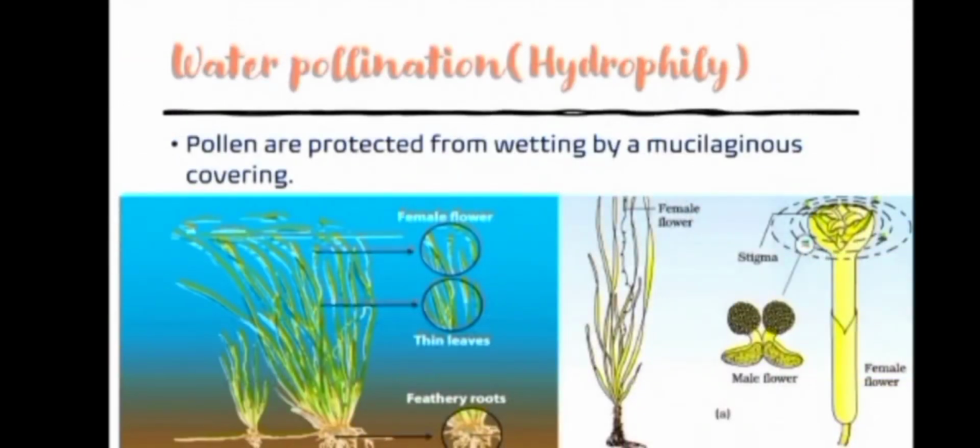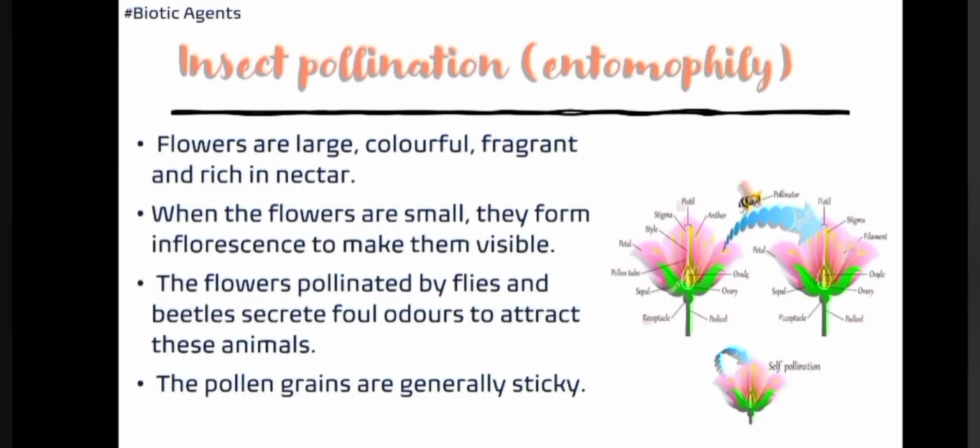Pollens are protected from wetting by a mucilaginous covering on them, and here you can see some pictures of them. Insect pollination. When pollination takes place by insects, it is known as entomophily. Here are some characteristics of entomophilous flowers.